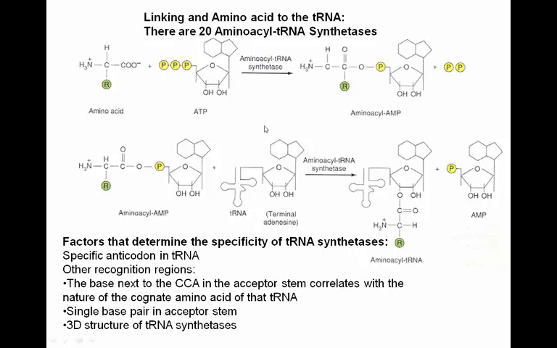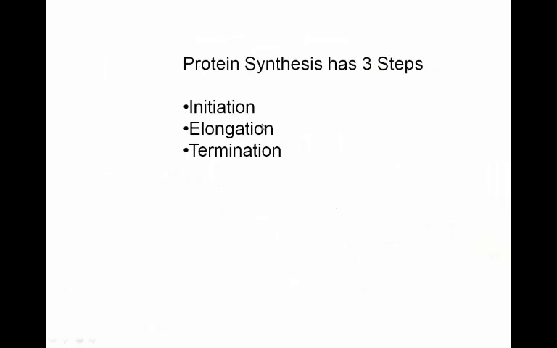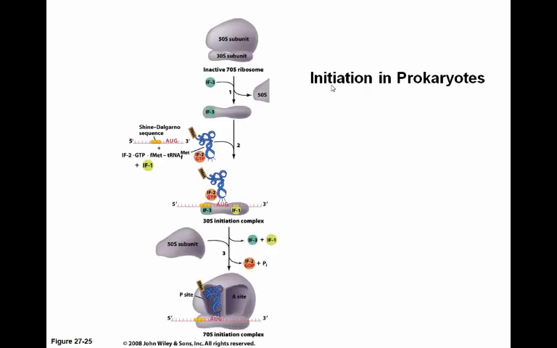Protein synthesis has 3 steps: initiation, elongation, and termination. So initiation in prokaryotes, here's our 50S subunit, the large ribosomal subunit, and the small ribosomal subunit. This together makes a 70S ribosome dimer. Here's our inactive 70S ribosome. Initiation factor 3 binds to the small subunit. 50S dissociates.